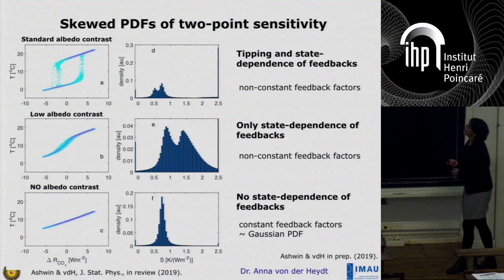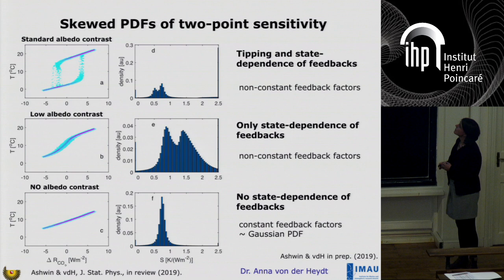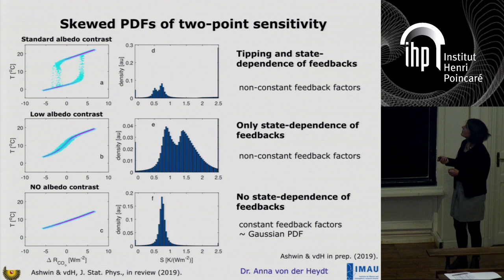This was the one I just showed you. And if you put all the two-point sensitivities on top of each other, then you get two maxima in the distribution. However, if we change the albedo contrast such that we don't really get the two branches, but have a smooth transition from a colder to a warmer one, and we don't really have tipping, we still get a bimodal distribution of sensitivity. Because what is still true in this case is that the feedbacks are state-dependent. They are not constant, right?